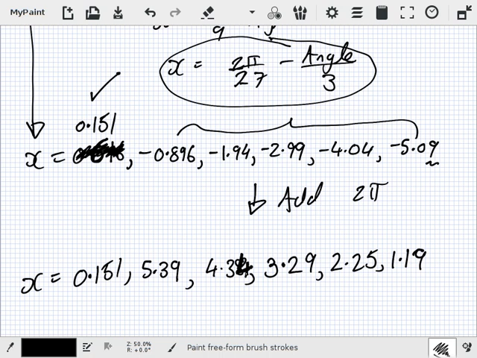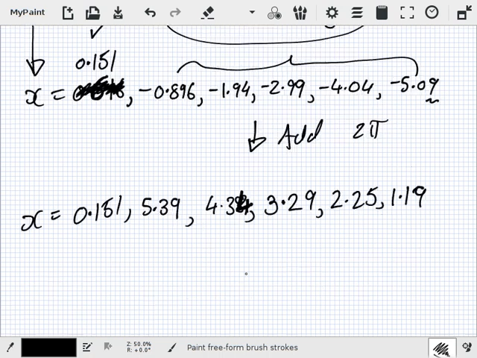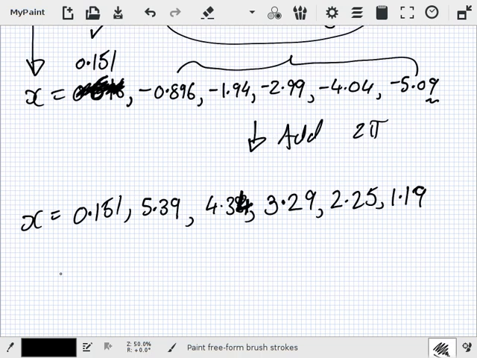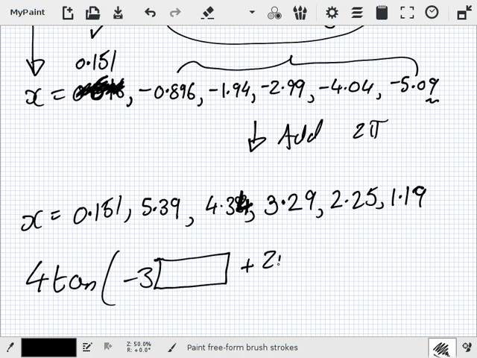Now, you can actually check this out. So what I'm saying is, if you took out your calculator and typed in 4 tan minus 3 and pick any of the 6 answers you want randomly, plus 2 pi over 9 minus 1, you should get 0. Now it won't be exactly 0 because of the rounding, but it should be very close to 0. So why don't you take, let's say, the third answer, 4.34, and see if you get close to 0.